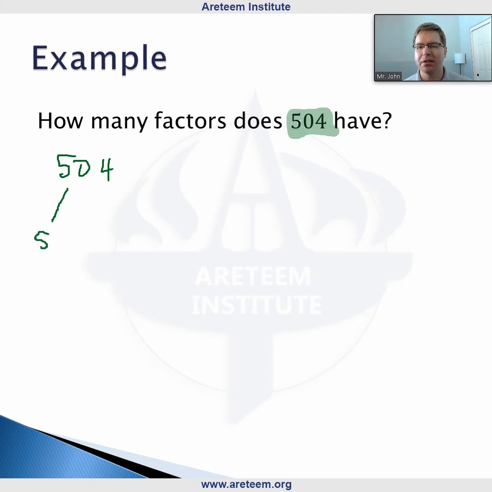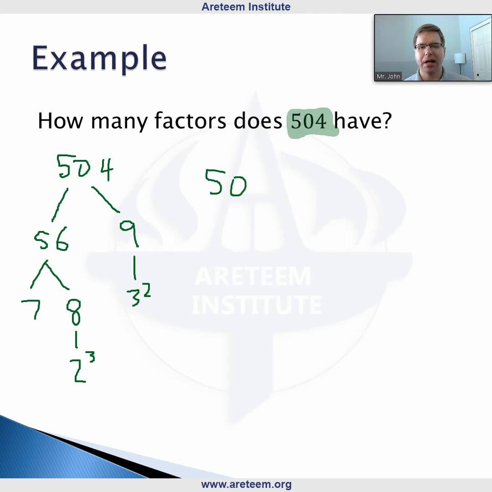A lot of you might do factor trees. So 504 is 56 times 9. 56 can be broken down into 7 and 8. That 8 is, of course, a 2 cubed. This 9 is, of course, a 3 squared. So if we write everything out, then we have 504 written with its prime factorization as 2 cubed times 3 squared times 7.